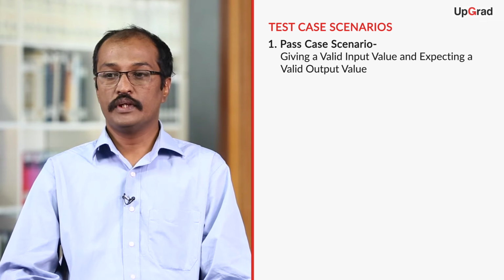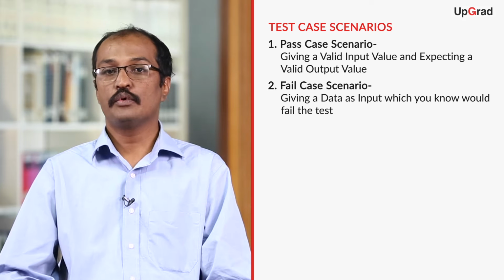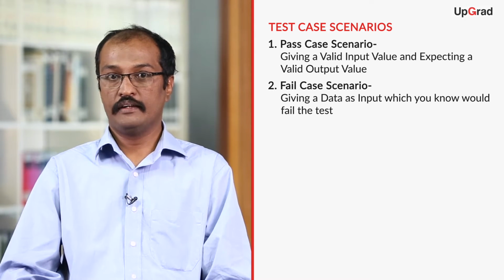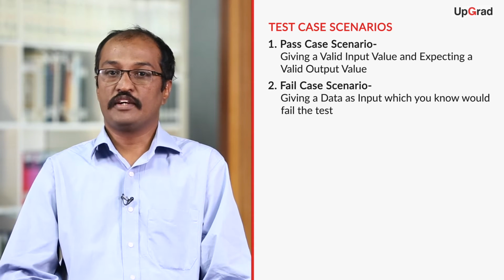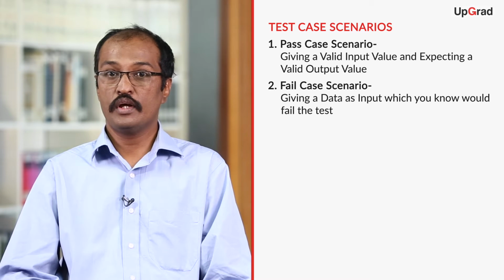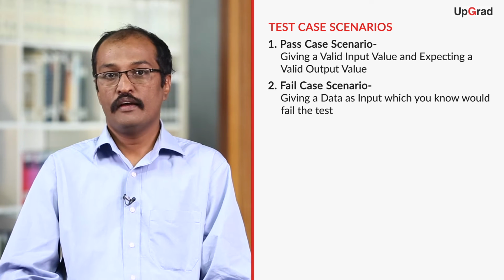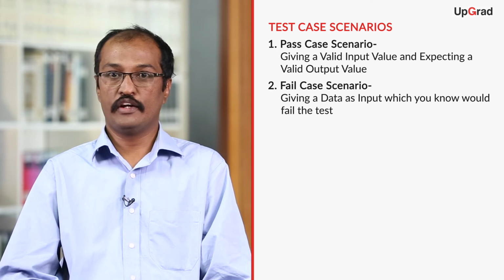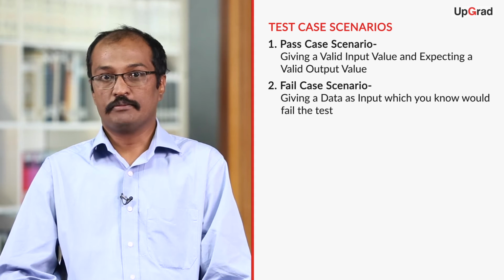The second is the fail case scenario. In a fail case scenario, I pass such data that the unit test case should fail, which means that the code should not return the expected value for a given input. I know that, and I still pass that value to the code to verify how it behaves. There is still a certain expected behavior, because when something goes wrong, because of invalid data or any other reason, at least the software should exit as gracefully as possible.